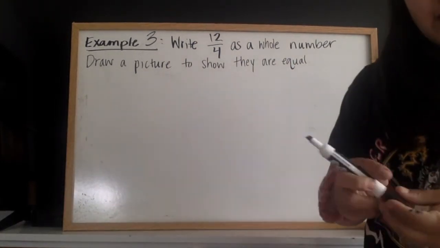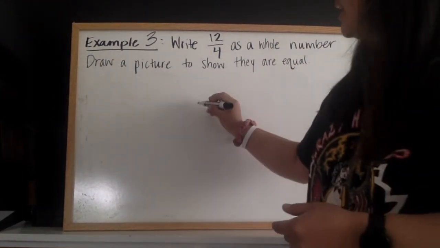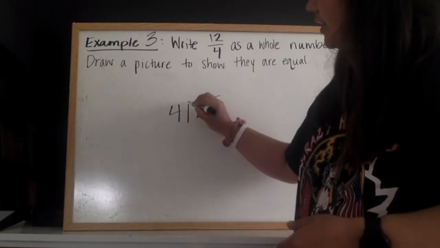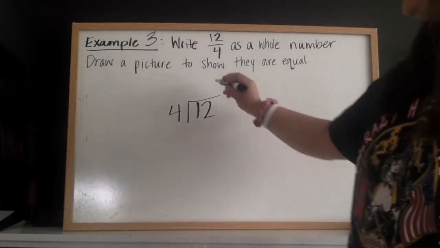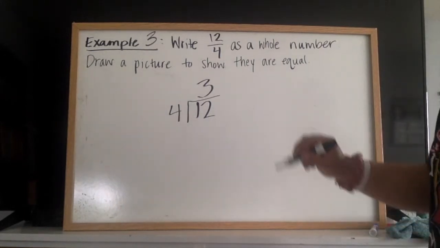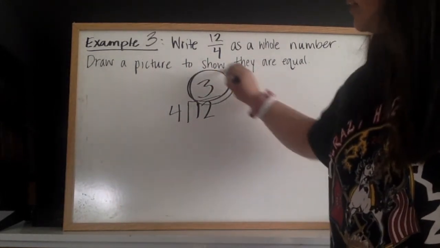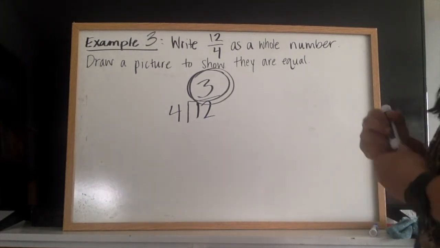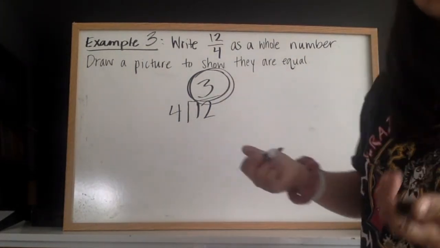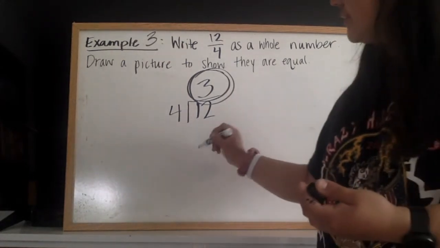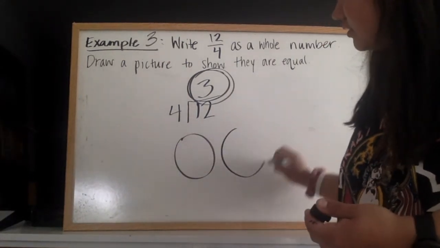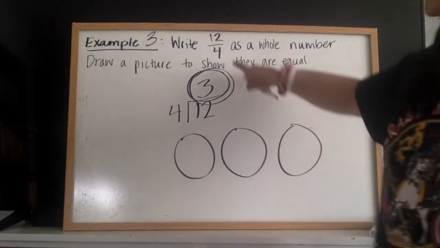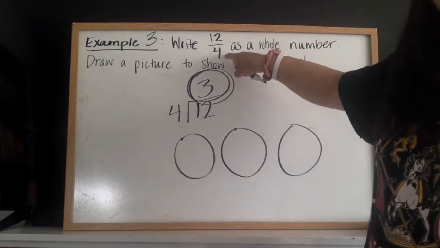So first we divide. So 12 divided by 4. We know this in our head is 3 because 3 times 4 is 12. So our answer here is 3. Now we have to show a picture to represent this. So I'm going to draw 3 circles because my whole number is 3. 1, 2, 3. And I am going to split them into fourths because our denominator is the 4.